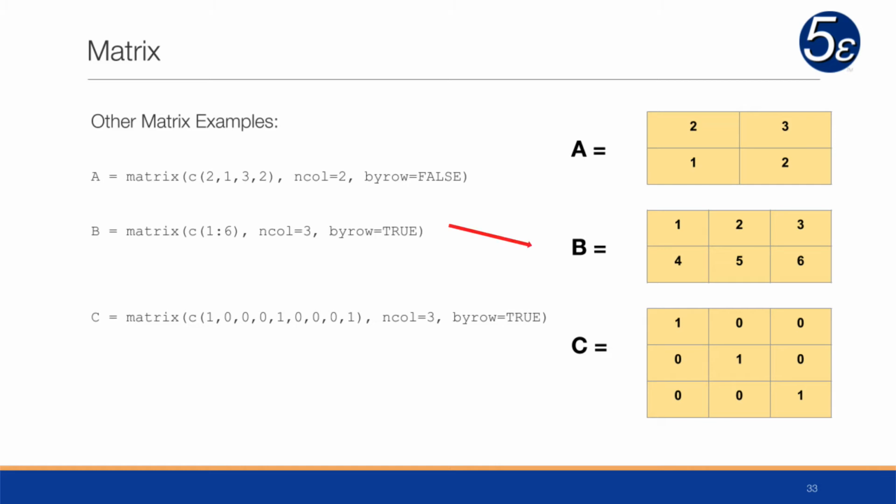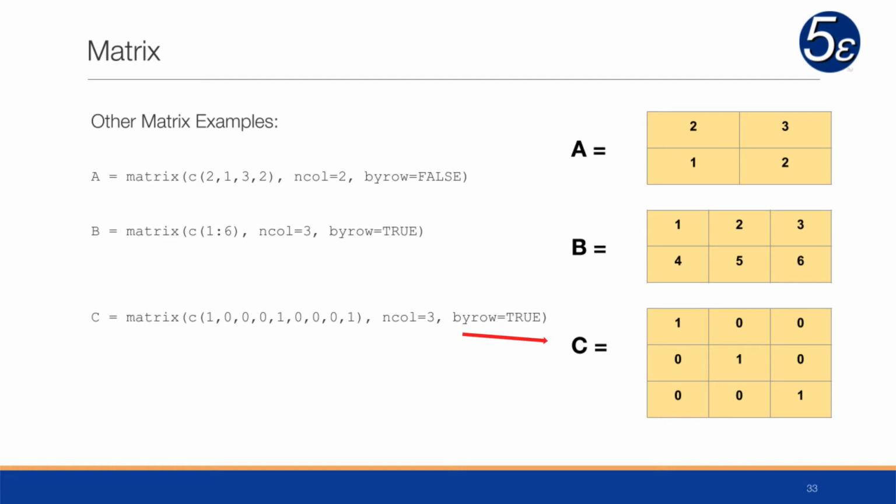In the second case, we have B equals a vector of 1 through 6, ncol equals 3, byrow equals true, so it will put the information in by row. And you can see that we've left off the number of rows because if we have the number of columns, it'll automatically know the number of rows that it will need.